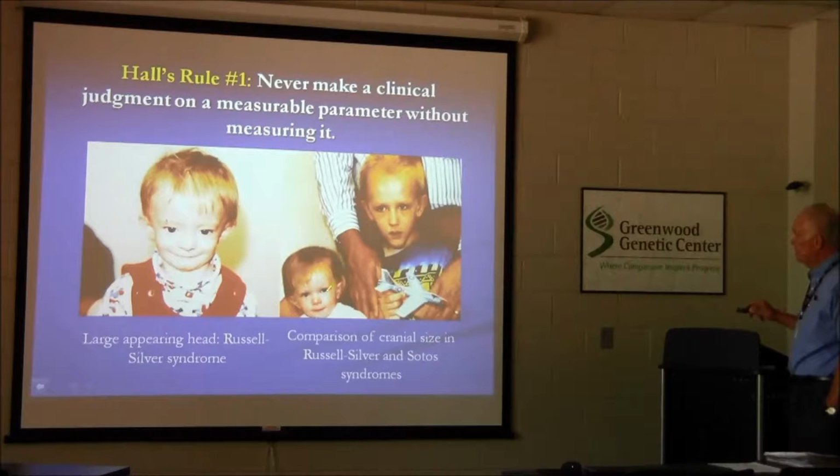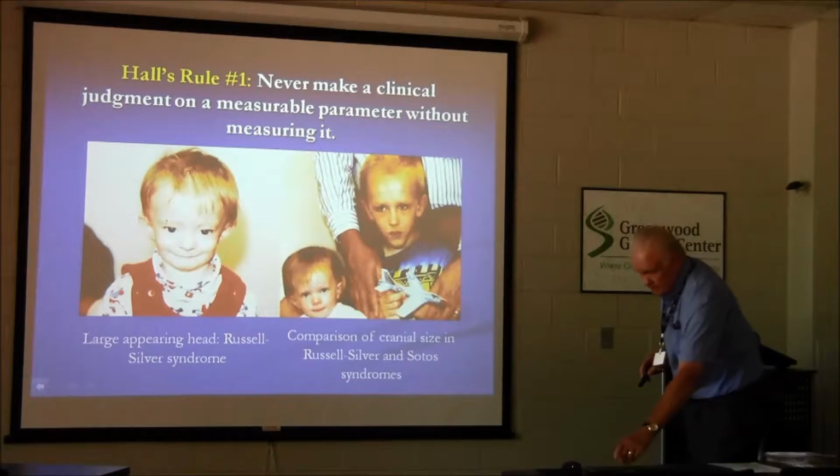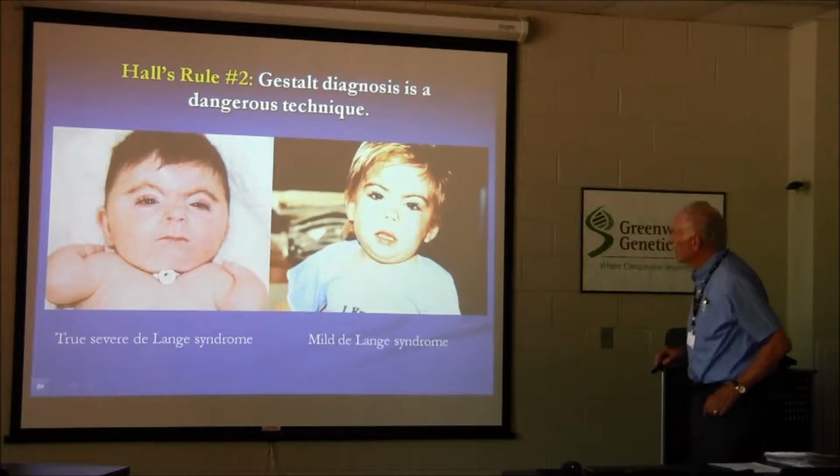Here's a nice comparison of a boy with Sotos syndrome and a boy or girl with Russell-Silver. They both have large appearing heads and triangular faces. The difference is this is real and his face, while it's triangular, is large, and this boy is triangular, but the facial bone structure is small.